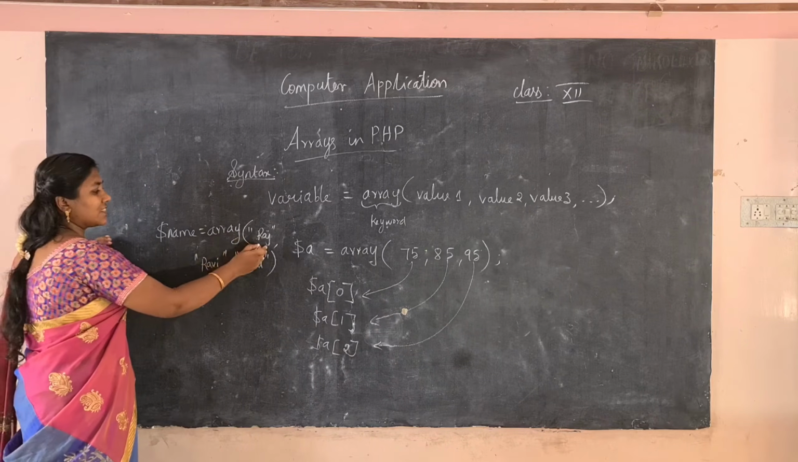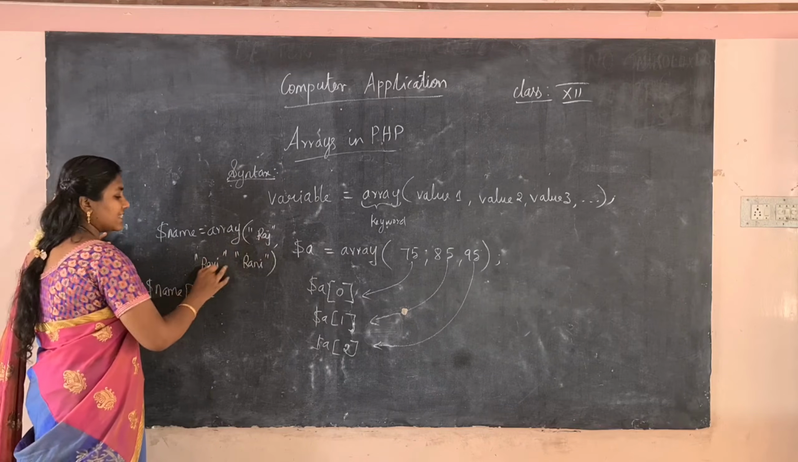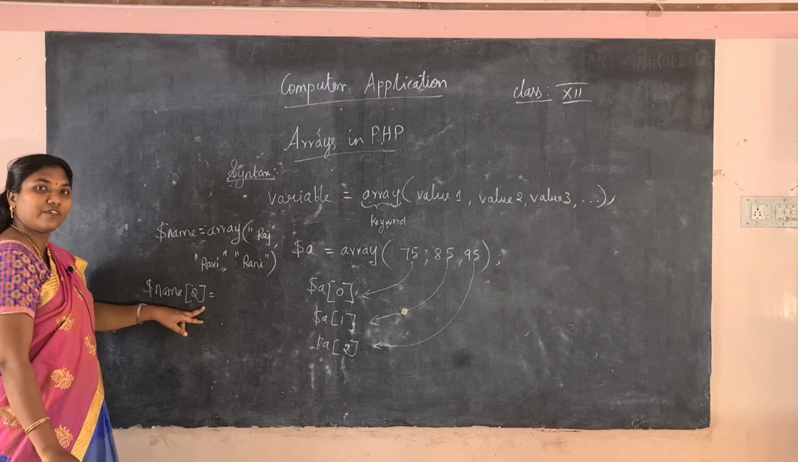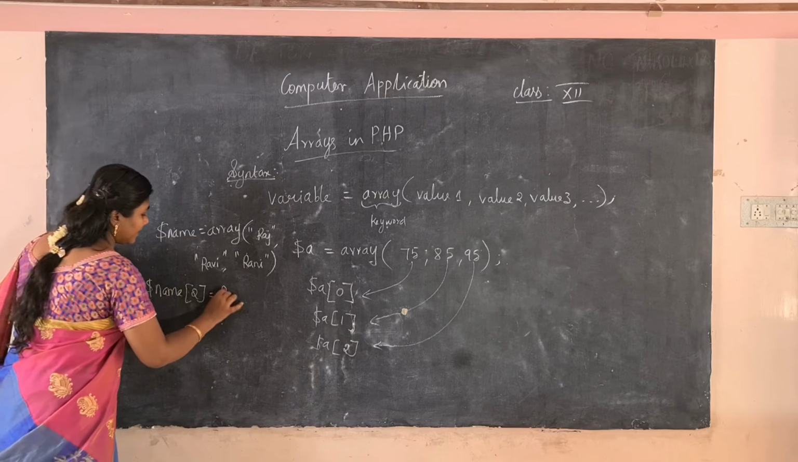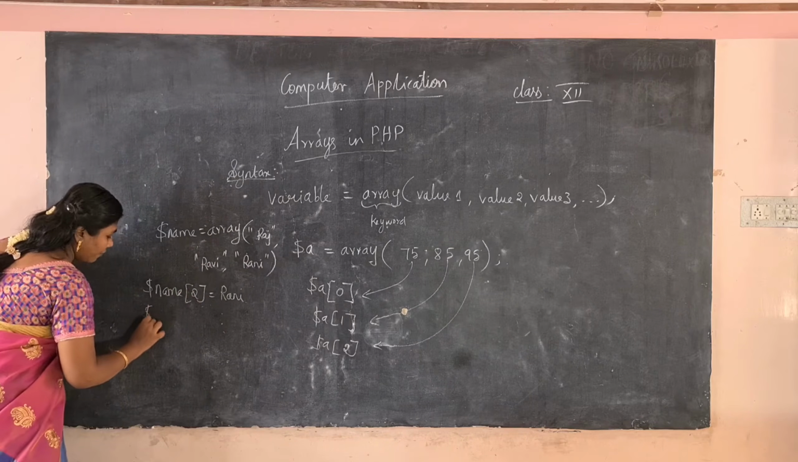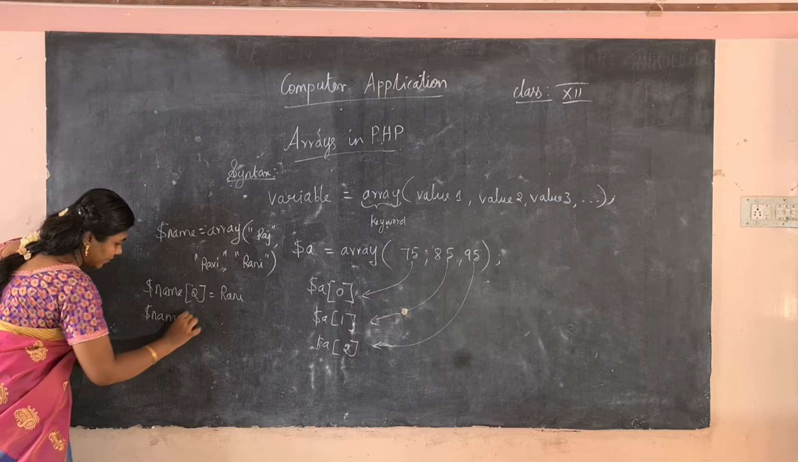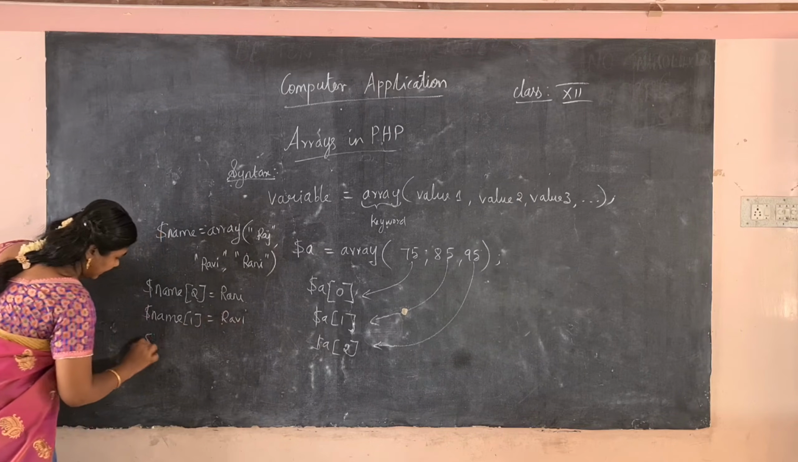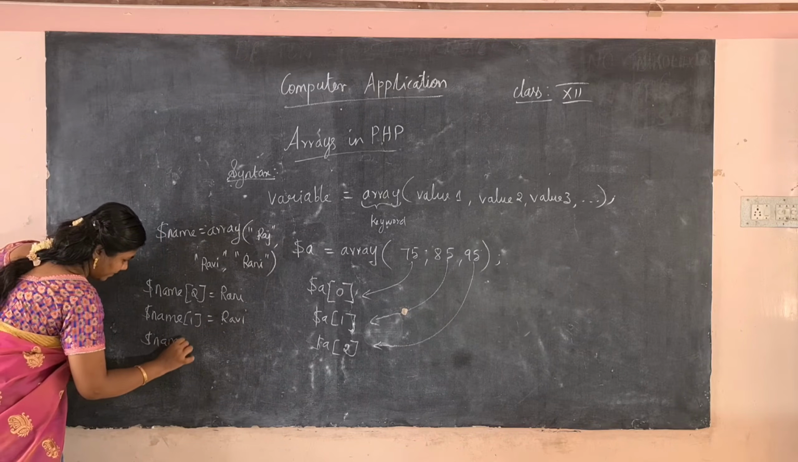So this is a string array, so it has 3 strings, and how can it be accessed? In name of 2, which value will be there? Rani will be there because the index starts with 0. So name of 1, which value is there? The second value will be there, and in name of 0, the first value will be there.